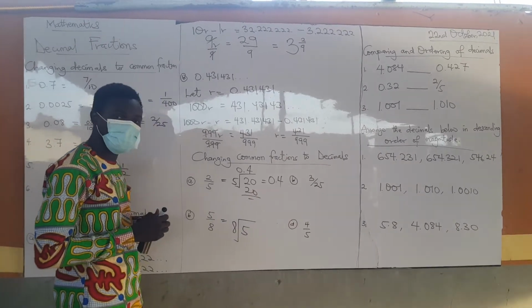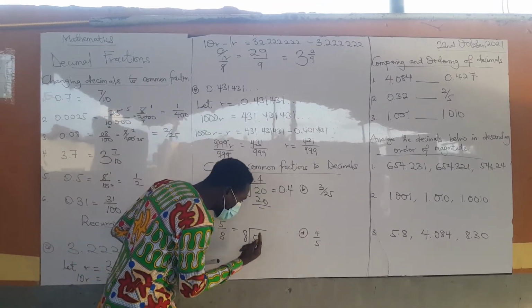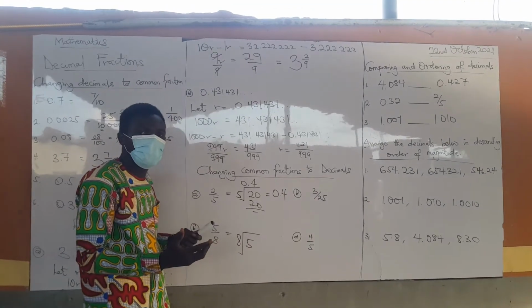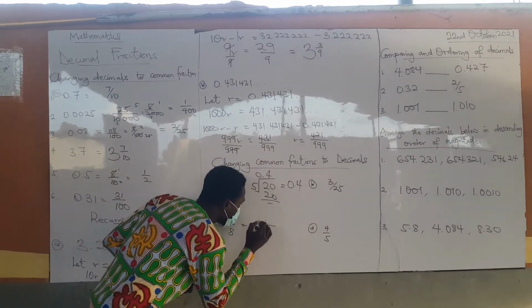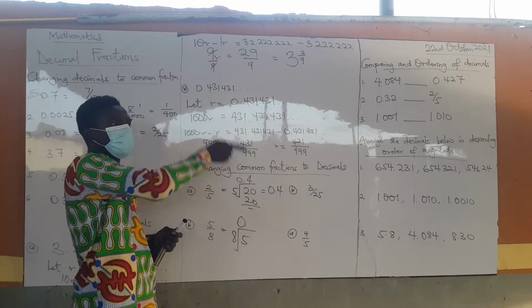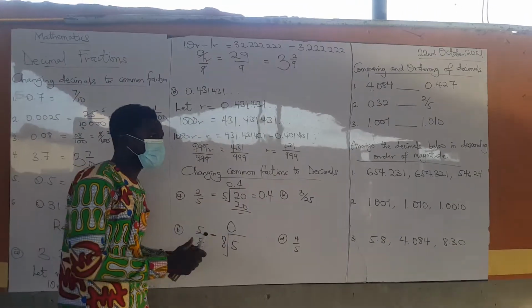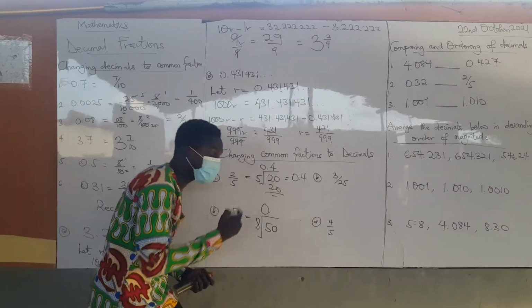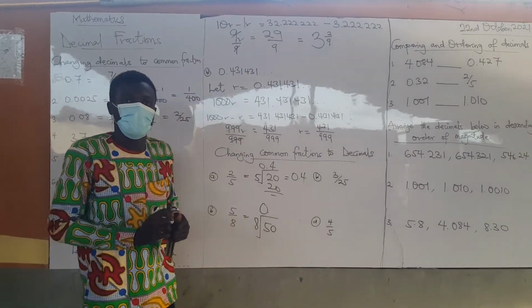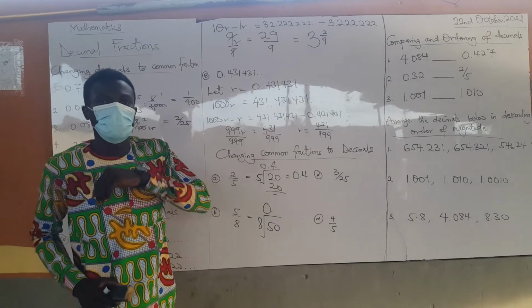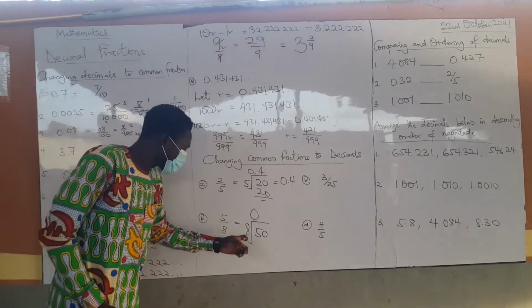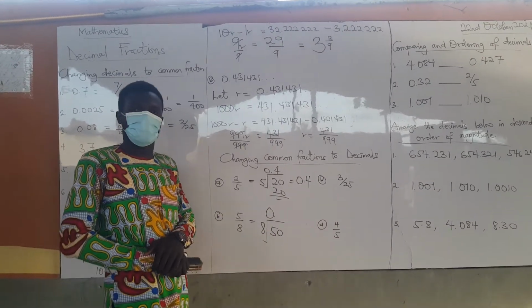Again, let's ask ourselves, can 8 go into 5? No. So what do we do? We bring the point. Immediately you bring the point, you can bring 0 in front of it. Because we brought the point here, we can bring 0 at the back of 5, which is going to give us 50.